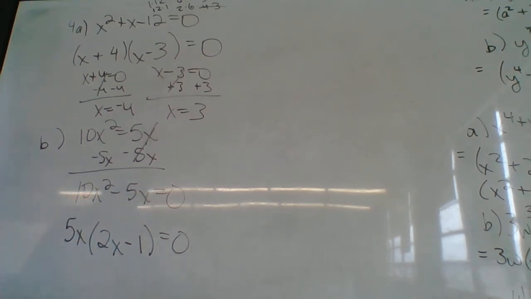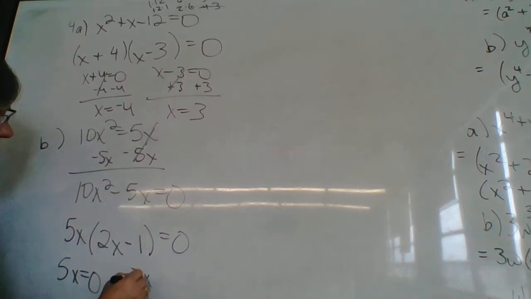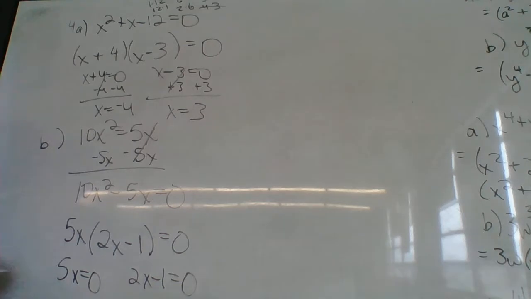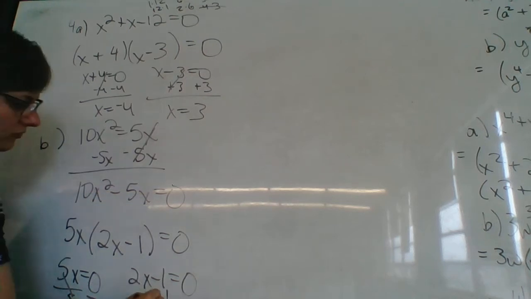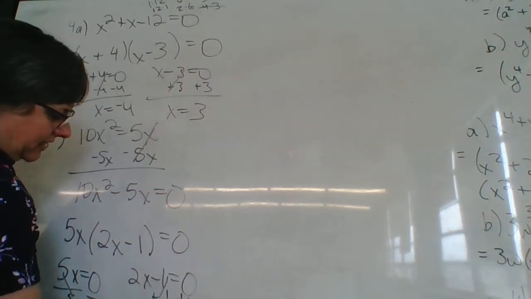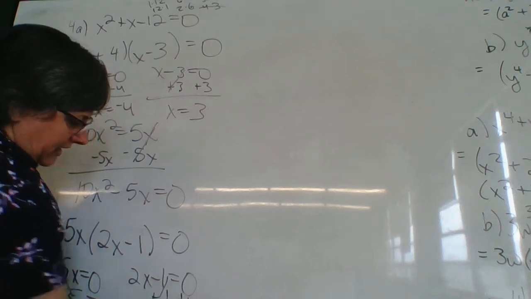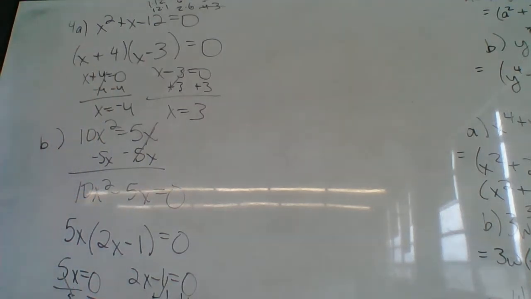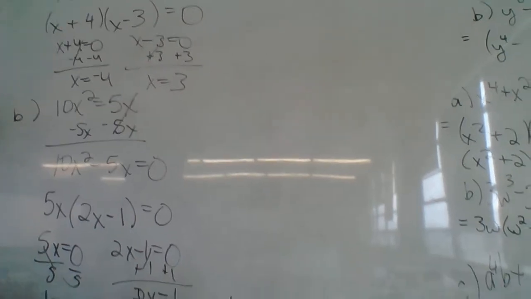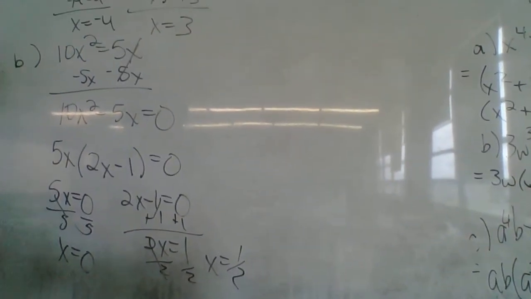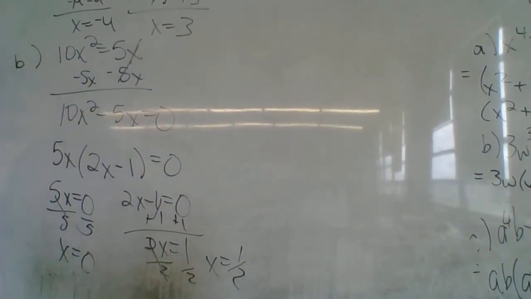Set each factor equal to 0. 5x is a factor equal to 0. 2x minus 1 is a factor equal to 0. Divide by 5, x is 0. 0 divided by anything is 0. Add 1. 2x is 1. Divide by 2. x is 1/2. Two answers. x is 1/2 and x is 0. There you go.